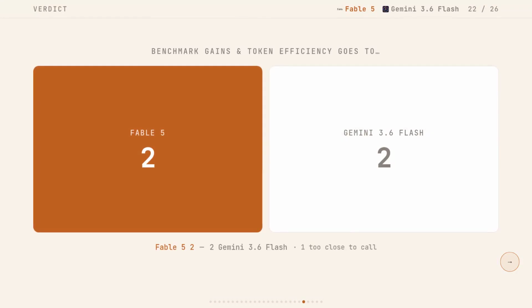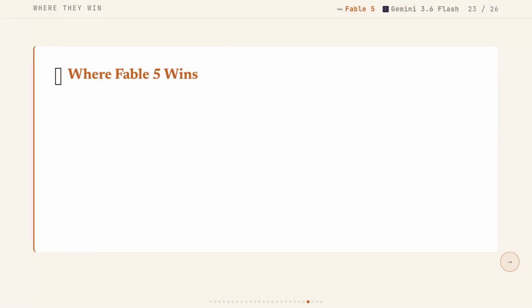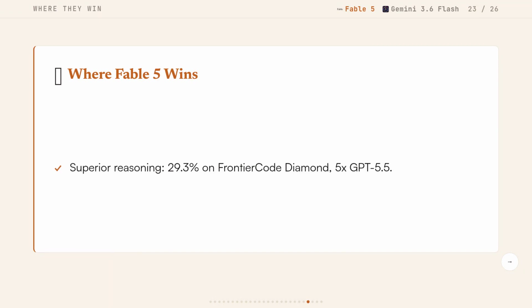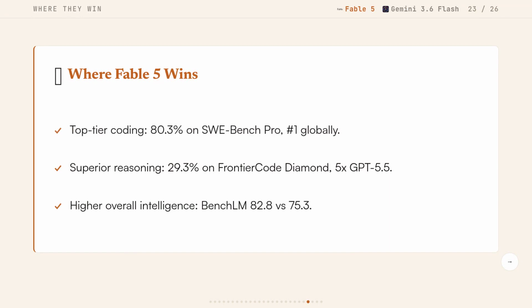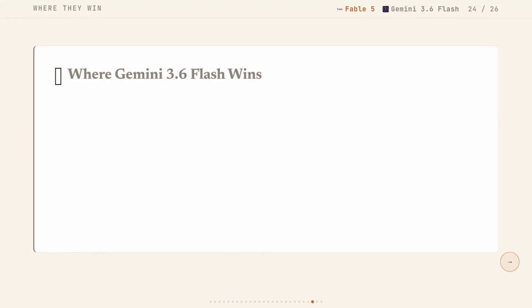Fable 5 takes Test 5 on overall intelligence. Bench LM 82.8 versus 75.3 is a 7.5 point gap that reflects a genuinely smarter model for complex reasoning work, and that ties the whole series up. Fable 5 2 wins, Gemini 3.6 Flash 2 wins, one tied. Fable 5 is the clear winner when raw intelligence is what you need. It's number one globally on SWE-Bench Pro at 80.3%. It scores 29.3% on Frontier Code Diamond, which is 5 times GPT-5. It leads Bench LM at 82.8, and its 128,000 output cap is double what Gemini 3.6 Flash can produce.